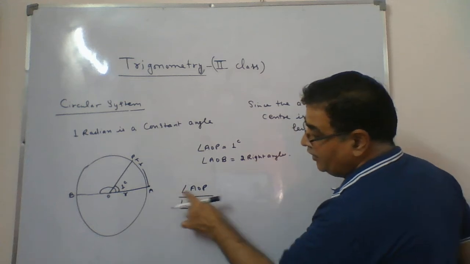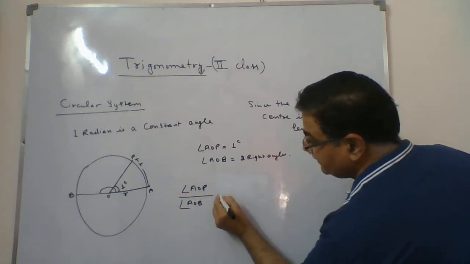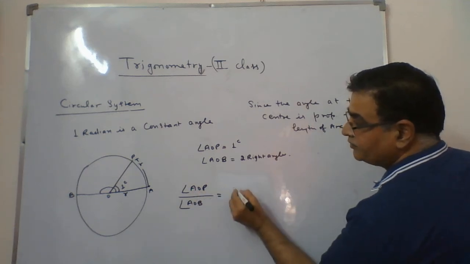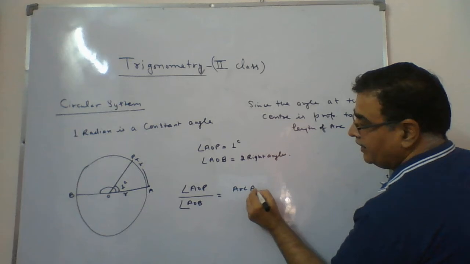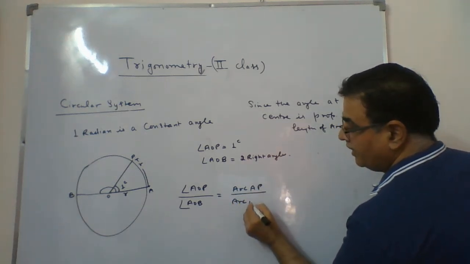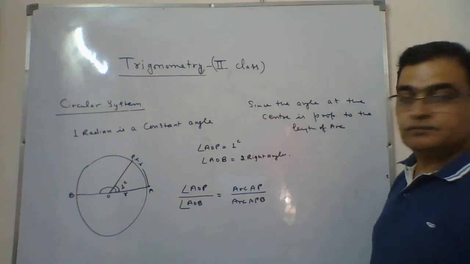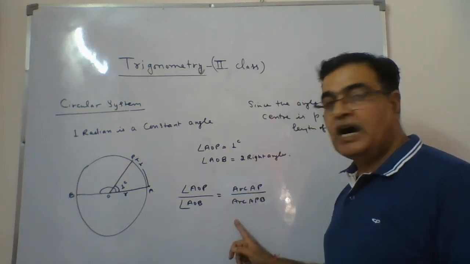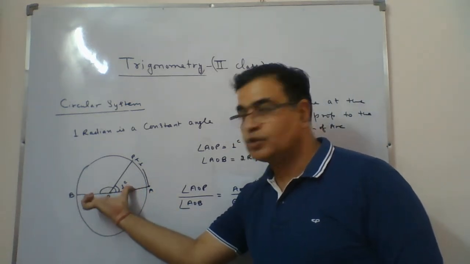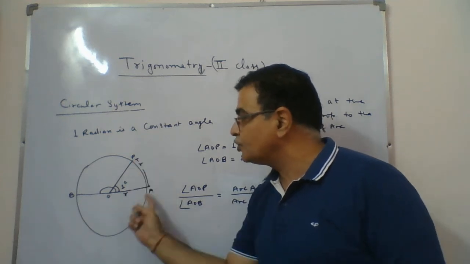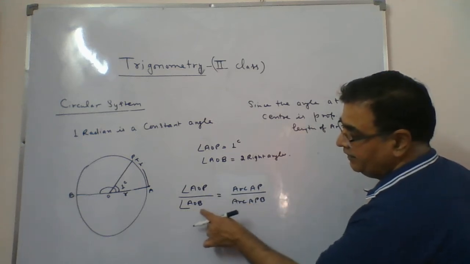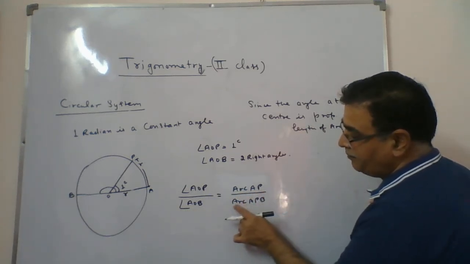So we will say angle AOP by angle AOB is equal to, what will this come out to be? For AOP, the arc length is arc AP, divided by arc APB. So whatever the ratio of these arcs will be the ratio of these angles. Whatever the ratio between this angle and this total angle will be the same as this arc to this total arc. So I got angle AOP by angle AOB is arc AP by arc APB.